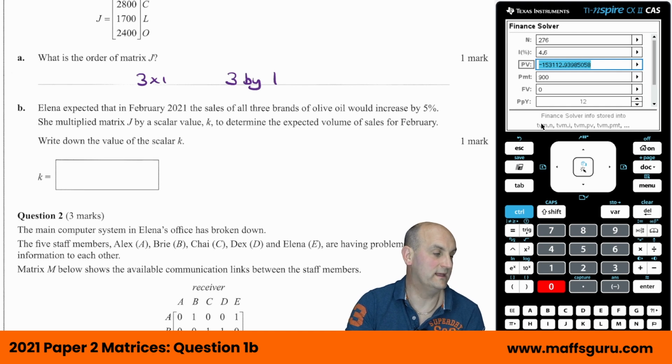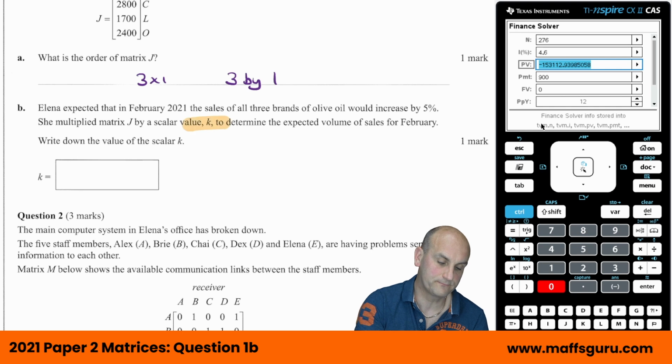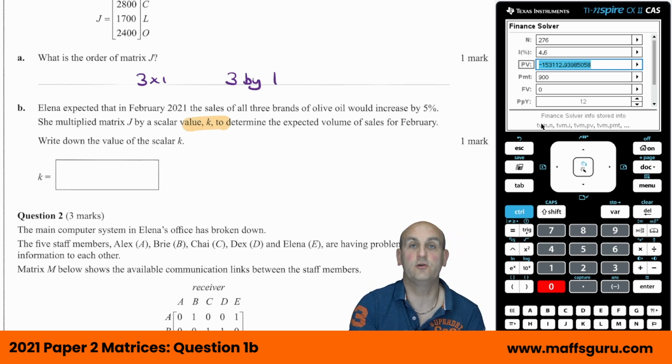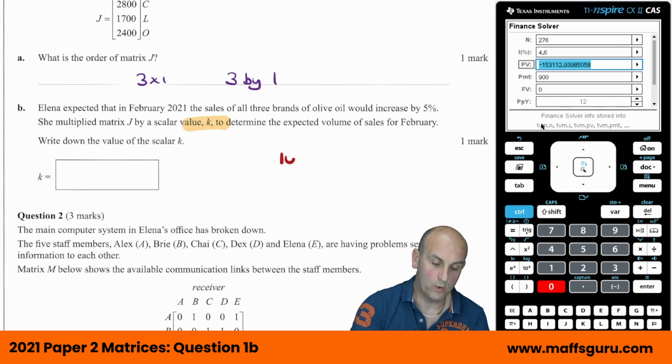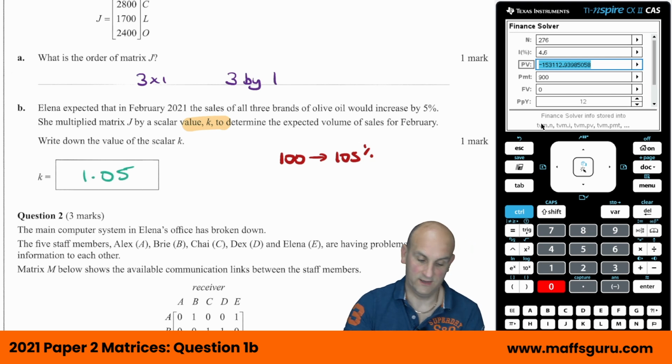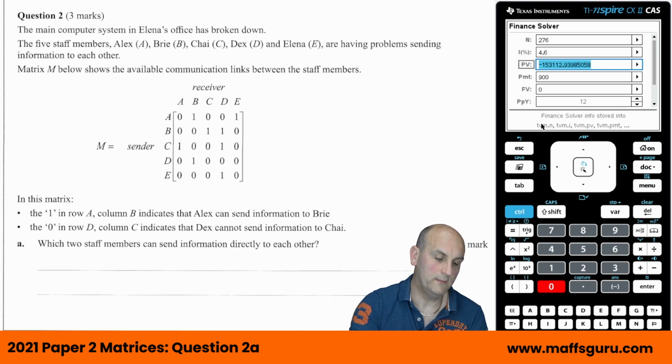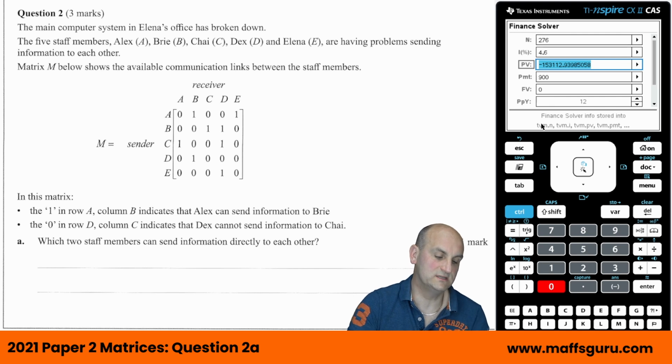Elena expects that in February 2021, the sales of all 3 brands of olive oil would increase by 5%. She multiplies matrix X by a scalar. Write down the scalar value. Well, if you're increasing by 5%, what was 100% becomes 105%. As a multiplier, you divide that by 100, which would give me 1.05.